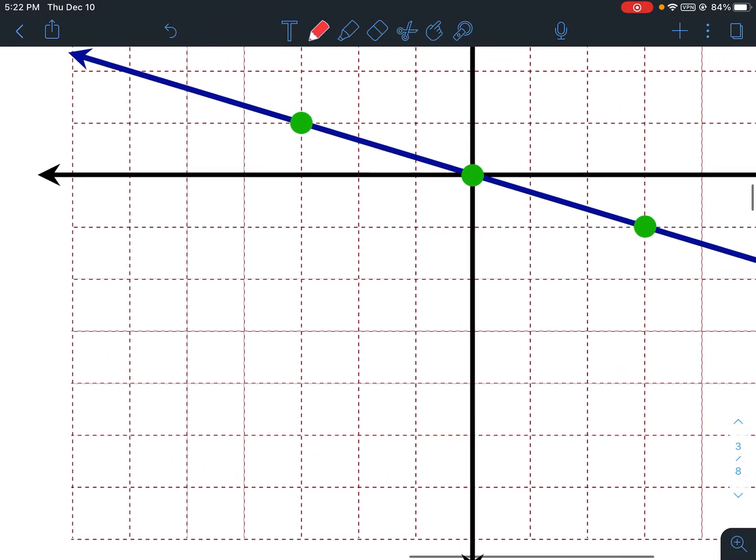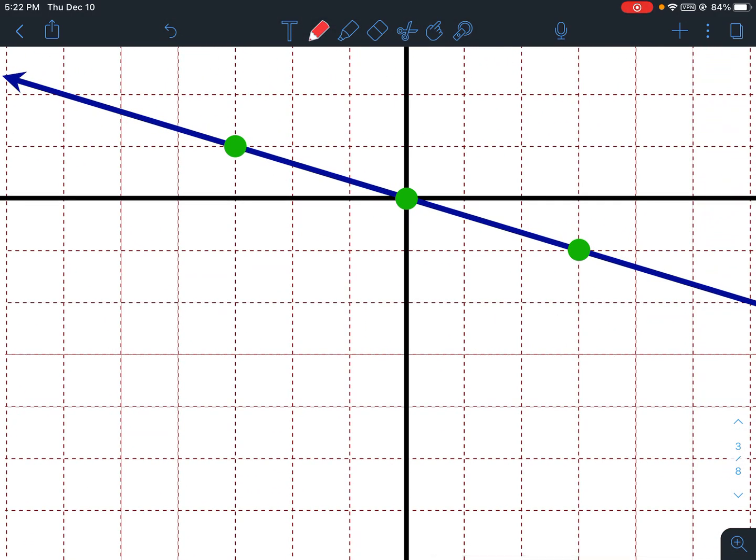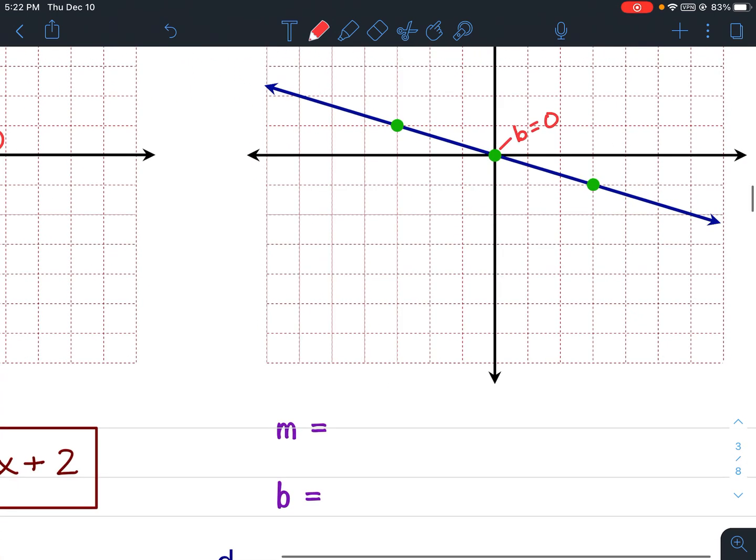You'll notice I already put 3 points on. Don't put all 3 points. I just wanted to show you something. We are going to start by talking about this point here in the middle. That point in the middle is where the line crosses the y-axis. So b equals, well, where is that crossing the y-axis? It's going through the origin, and the origin is 0. So down here, b equals 0.